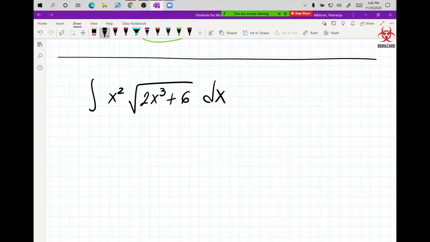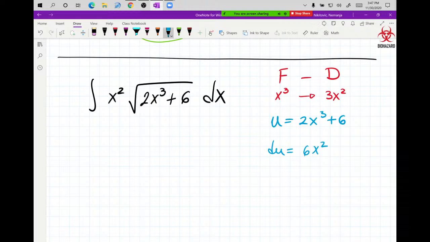Okay, hopefully you had some success with this function derivative. See, x cubed goes into 3x squared. Now, x cubed is attached to all of this other mess, so u equals 2x cubed plus 6, and du is equal to 6x squared dx. I'm used to immediately writing dx on this side, skipping the step of writing du over dx and moving dx, because you always do that.